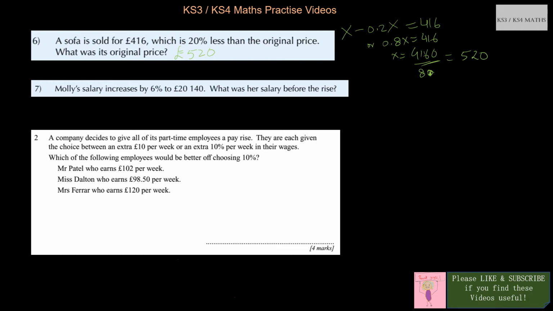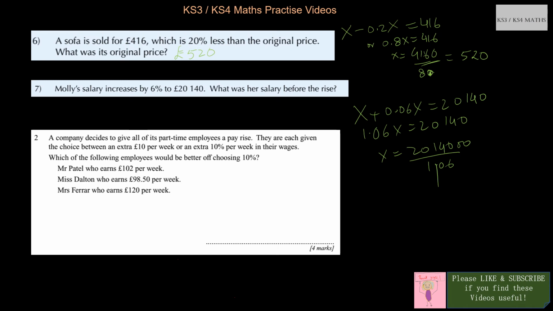The next one is saying Molly's salary increases by 6% to 20,140. What was her salary before the rise? If the salary before the rise was X, then X plus 0.06x equals 20,140. So 1.06x is 20,140. So X would be 20,140 divided by 1.06. If you remove this decimal, it would be 2 zeros added.